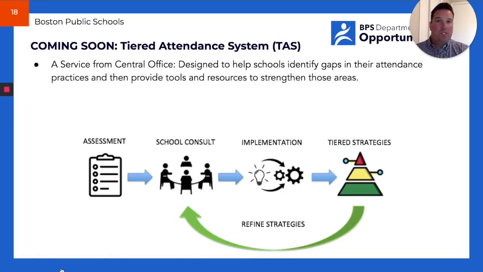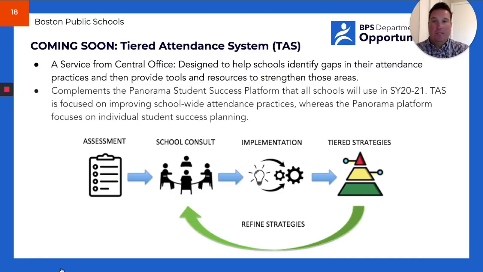Soon we will introduce the tiered attendance system. This will be a service from the central office rather than a compliance directive. It is designed to help schools identify gaps in their attendance practices and then provide tools and resources to strengthen those areas. The tiered attendance system complements the Panorama Student Success platform that all schools will use in school year 2021.